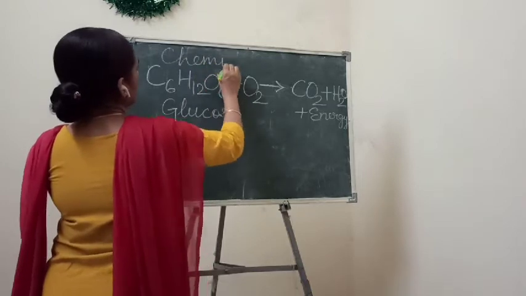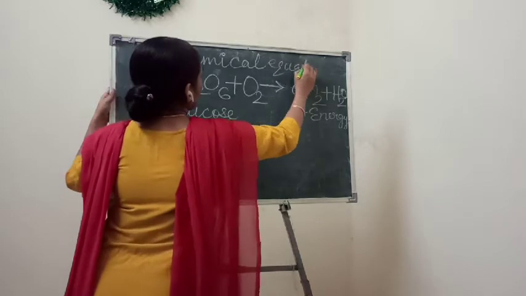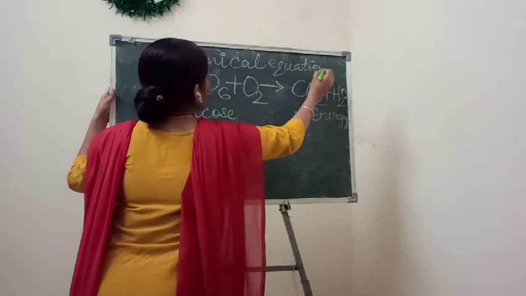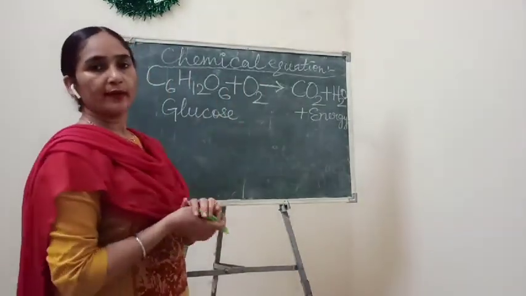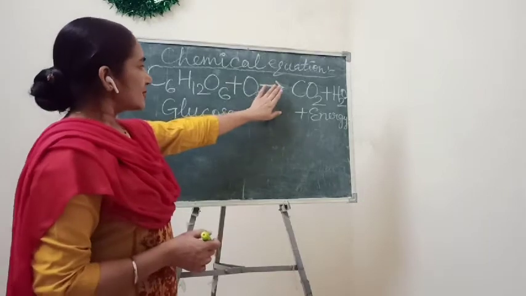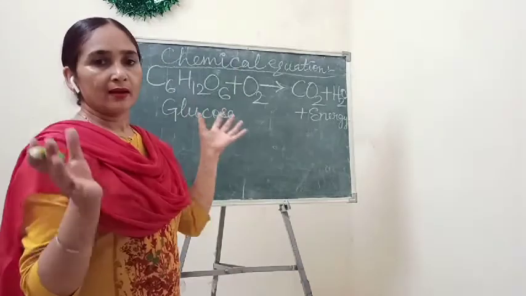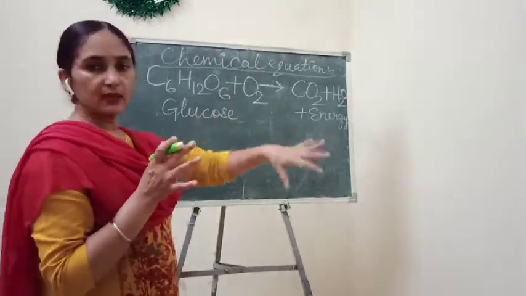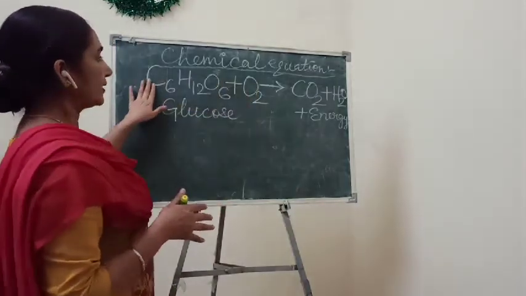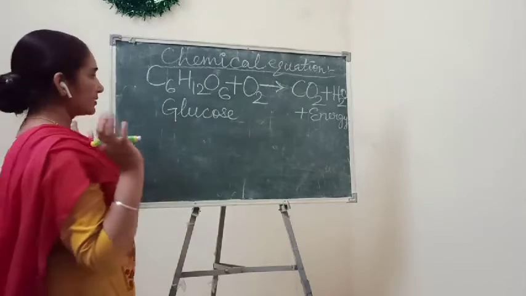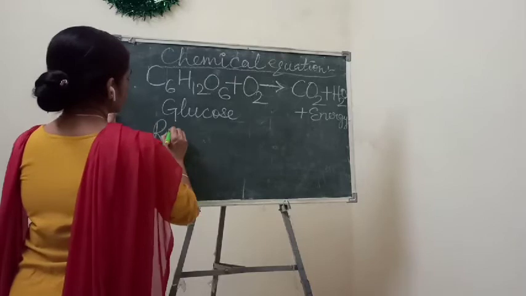Okay, and in a chemical equation we follow some rules and regulations. What rules and regulations? At the center, the things that are added together to form any other compound, those we will write on the left side. Understand? So on that side, what we will write? Reactants.